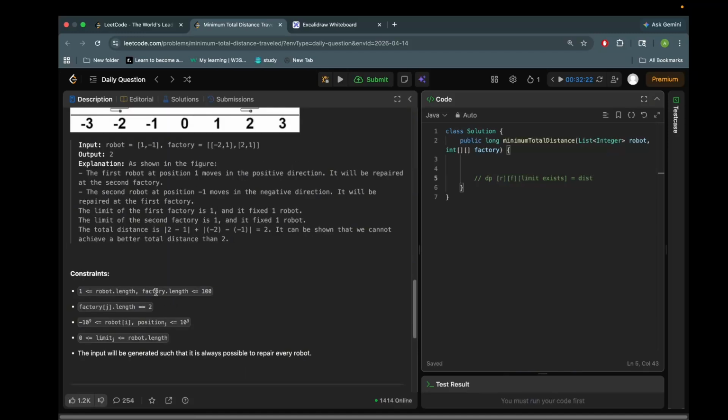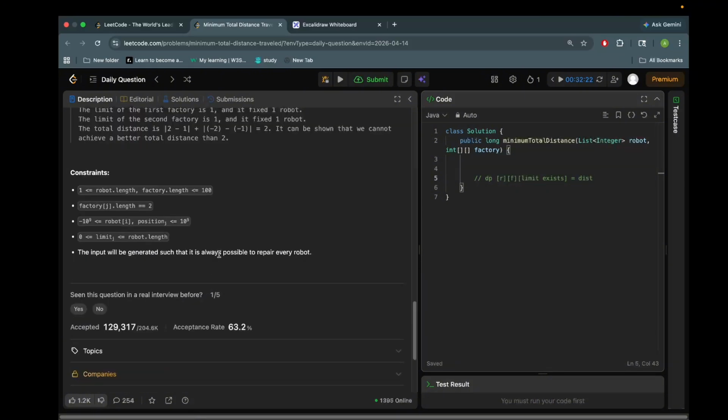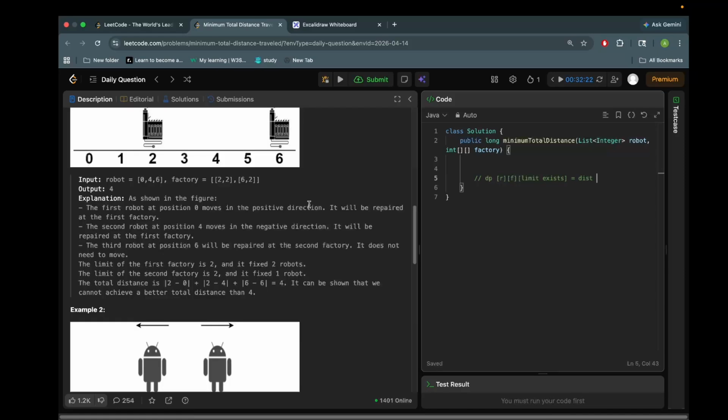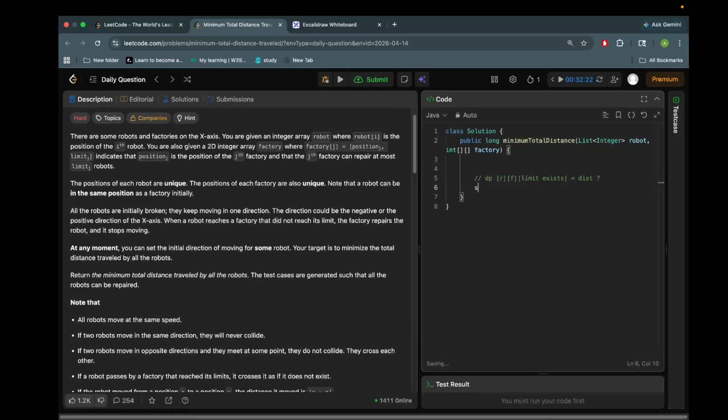What other constraints? Robot length: we could have up to 100 robots and factories. Here there are only 2 factories, factory length equals 2. So let's say there were more robots, how will we do this? Everything is unique. How do I think about this? For each robot, I need to check the closest factory with limits and then add that distance to the total.